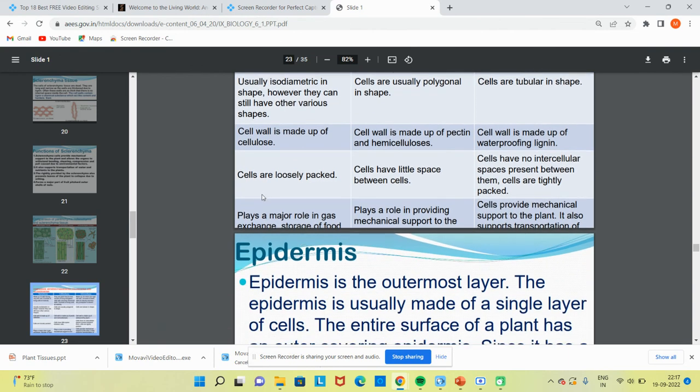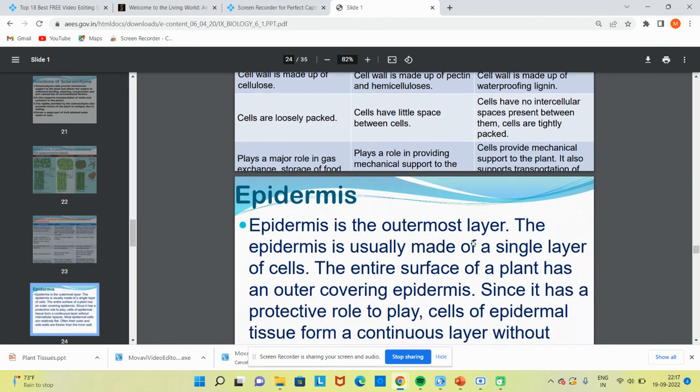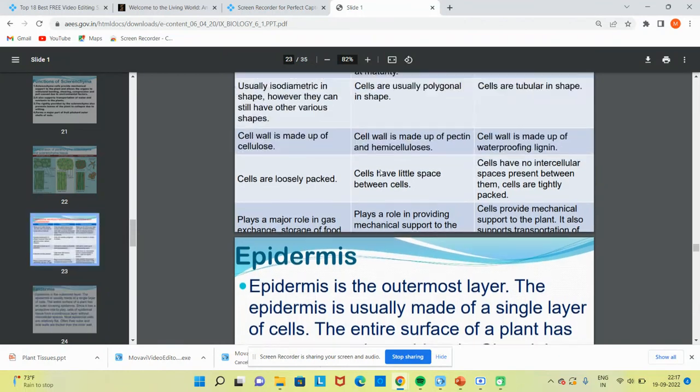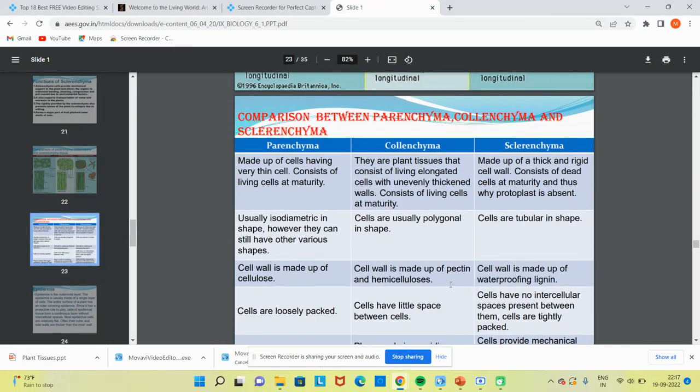Parenchyma plays a major role in gas exchange, storage of food materials, and also synthesis. The parenchyma cells mainly help in photosynthesis. The parenchyma cells with air cavities mainly help in buoyancy. Whereas the collenchyma plays a role in providing mechanical support to the plant. And sclerenchyma cells also provide mechanical support to the plant and also support transportation of water and minerals. Next one, I will stop here. In the next class we will continue.